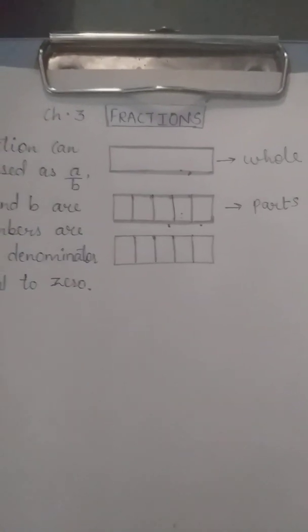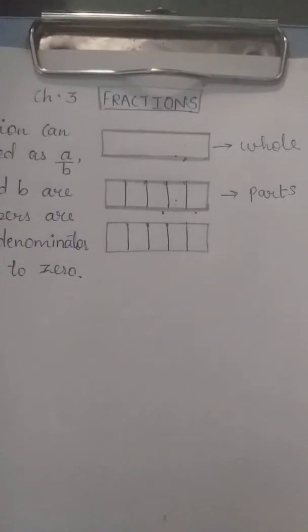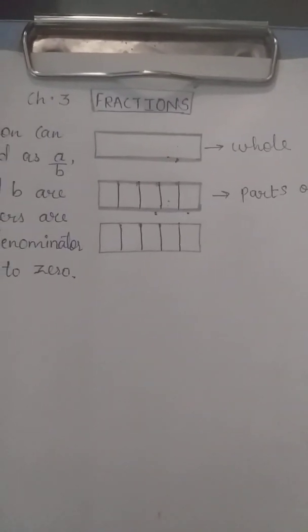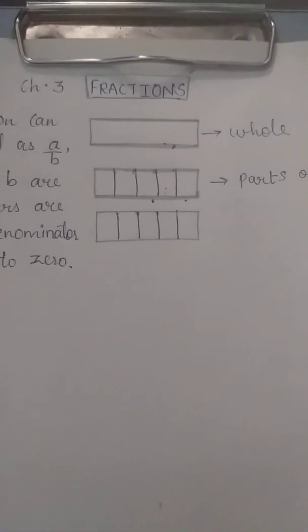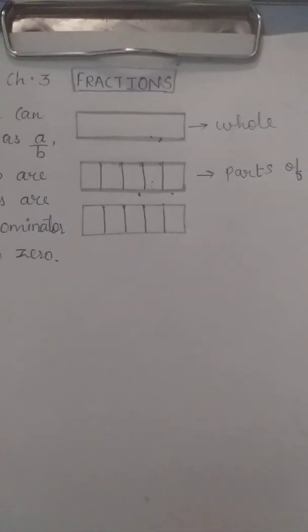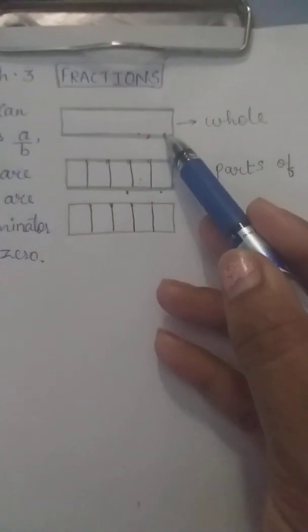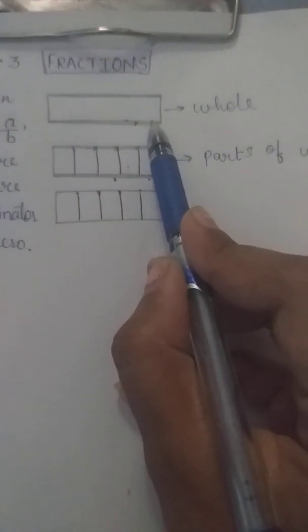Today we are going to start a new chapter, number 3, fractions. In this we are going to learn about fractions, the types of fractions and also the different categories. So firstly, I have drawn a rectangle. It shows the whole part.